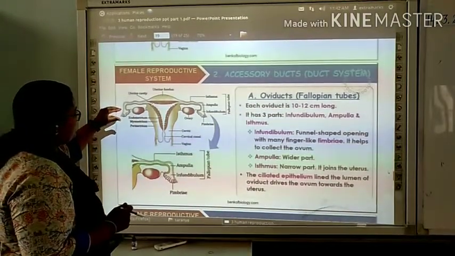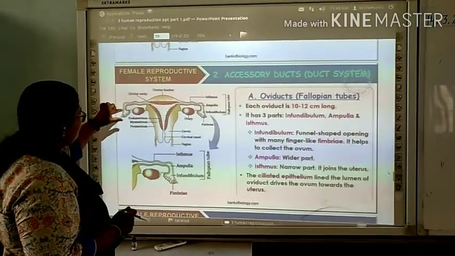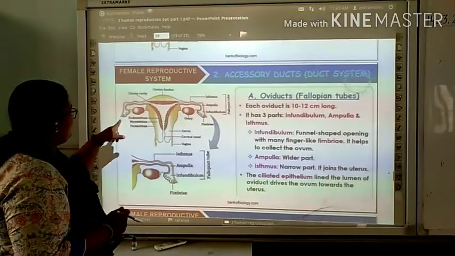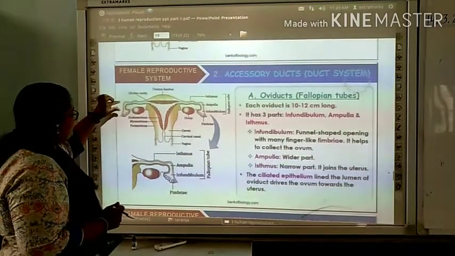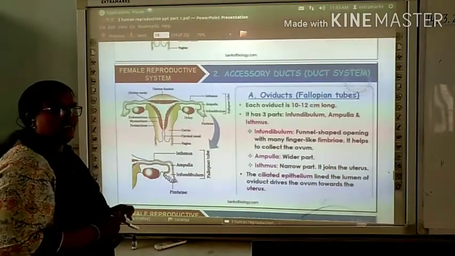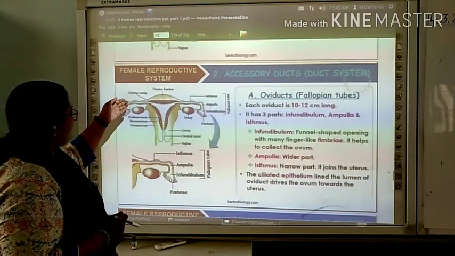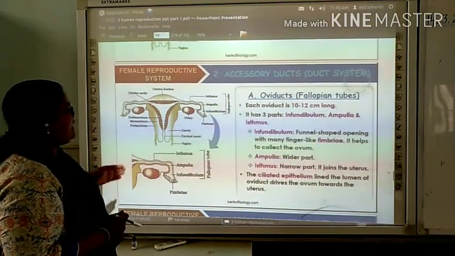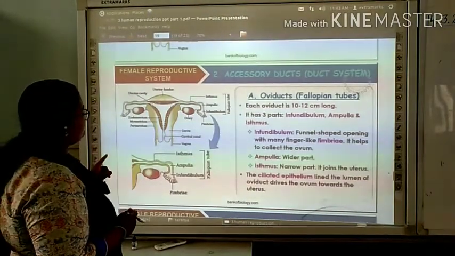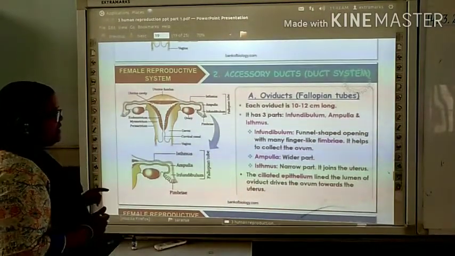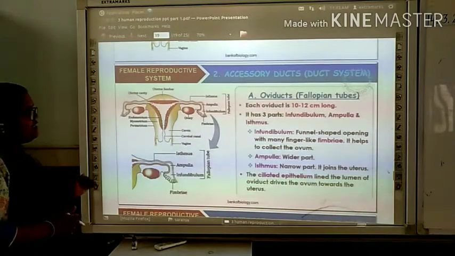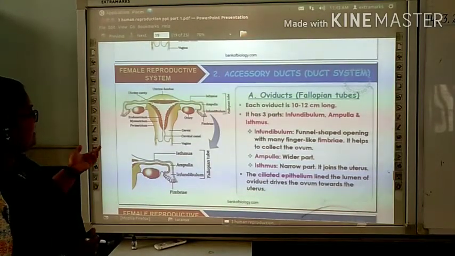The first part, you can see here, there will be a finger-like part, which is called fimbriae. And there will be a shorter part which is called the infundibulum. After this there will be the ampulla part, and the last part of that fallopian tube is called the isthmus. So mainly we can say three parts.